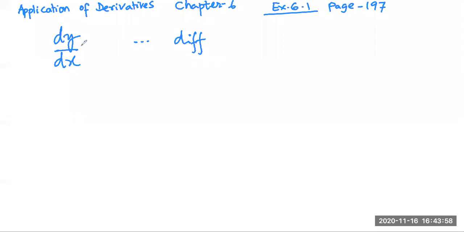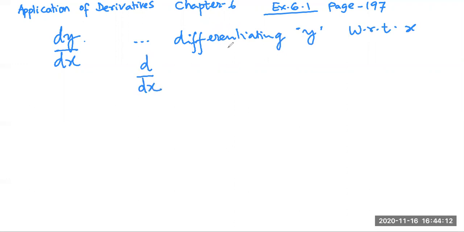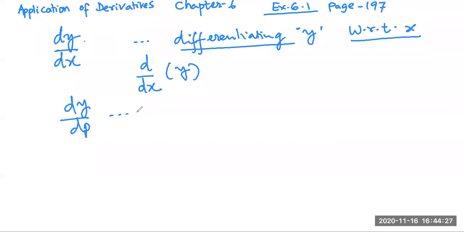Okay, so we are differentiating y with respect to x. That's what this means. It is in fact d by dx, differentiating with respect to x, d by dx of y. So if I write dy by dp, that means we are differentiating y with respect to p.